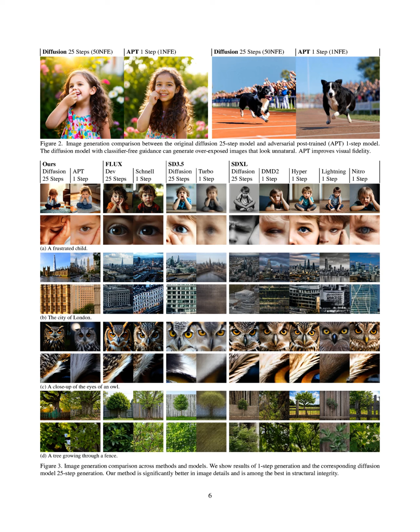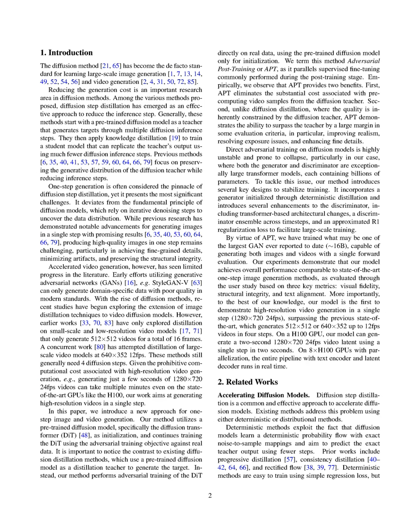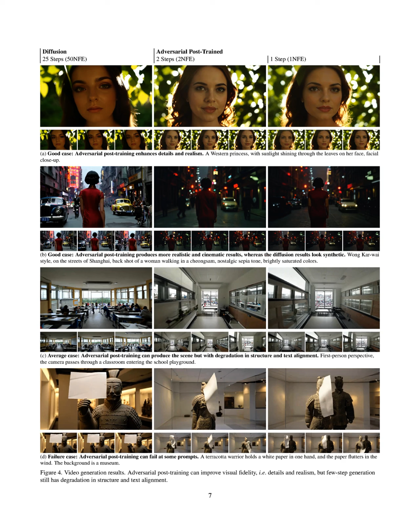The datasets used are the same as those employed by the original diffusion model, ensuring consistency in evaluation. Performance is evaluated using several metrics, including visual fidelity, structural integrity, and text alignment, with user studies conducted to quantitatively assess the quality of the generated outputs. The results indicate that while the APT method shows improvements in visual fidelity and realism, it experiences some degradation in structural integrity and text alignment compared to the original diffusion model.